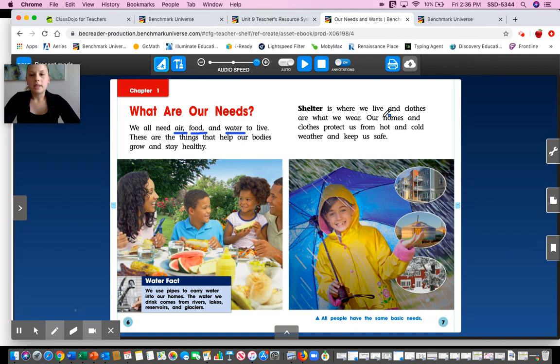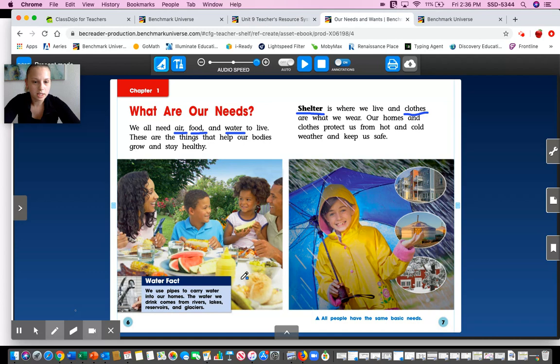Shelter is where we live, and clothes are what we wear. So I'm going to underline the word shelter, because we also need shelter, a home, right? And we need clothes. Our homes and clothes protect us from hot and cold weather and keep us safe. If you did not have a shelter, you didn't have a home, you would have to be outside. And what happens when it rains? Right? We need shelter to protect us from the weather. And that's the same reason we wear clothes, to protect us from the weather, right?